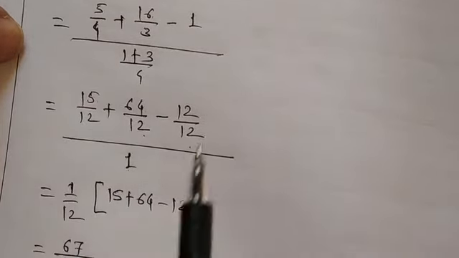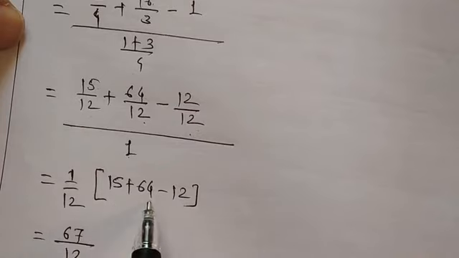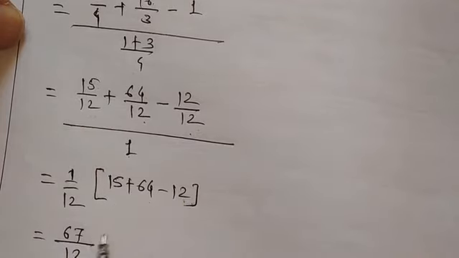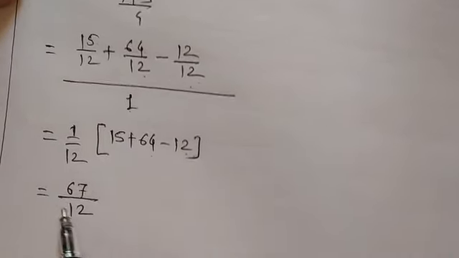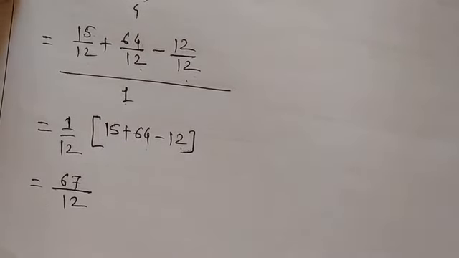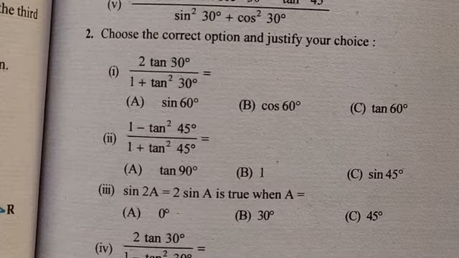Then take 12 as common, that is 1 by 12 times 15 plus 64 minus 12. Just solve: 15 minus 12 is 3. 3 plus 64, the answer is 67 by 12. This is the final answer. That completes the first question of 8.2.